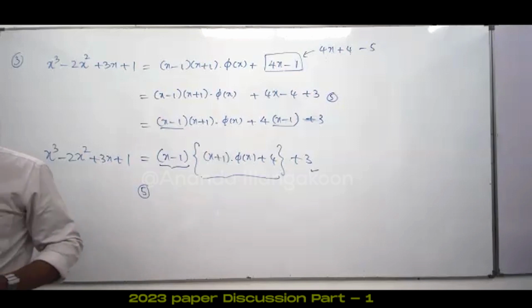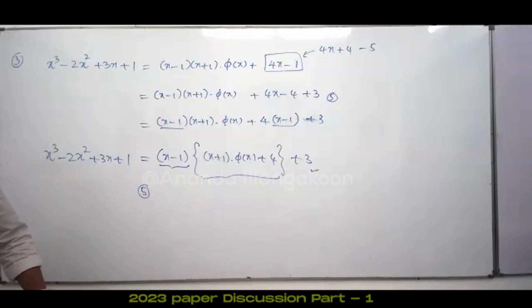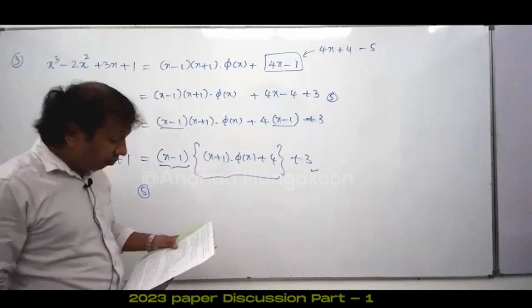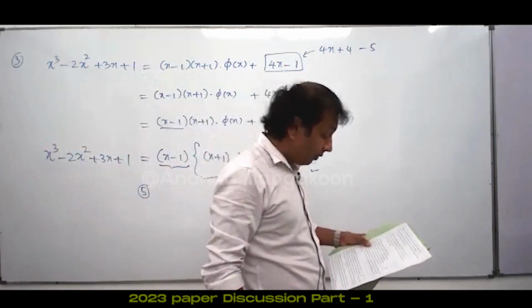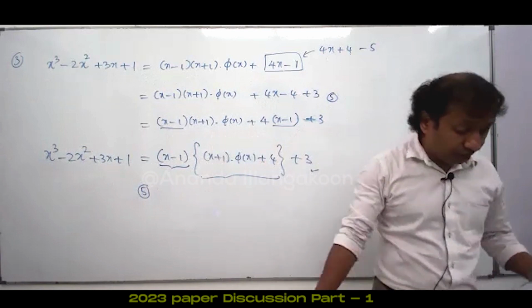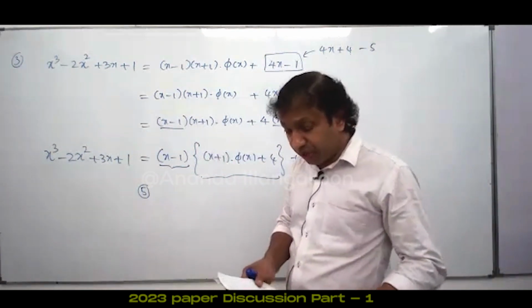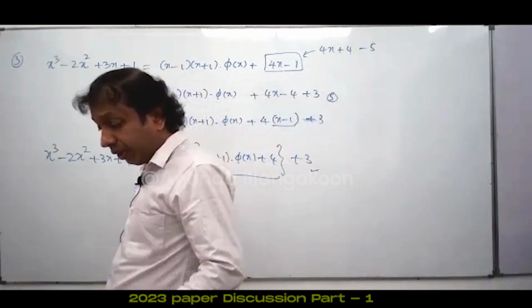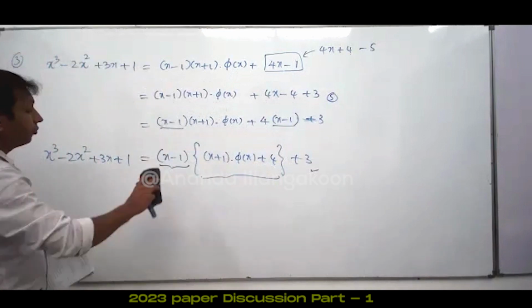What is that? Find the equations of the angle bisectors between the lines ax plus by plus c equals 0 and lx plus my plus n equals 0. Right. You know how to take this.